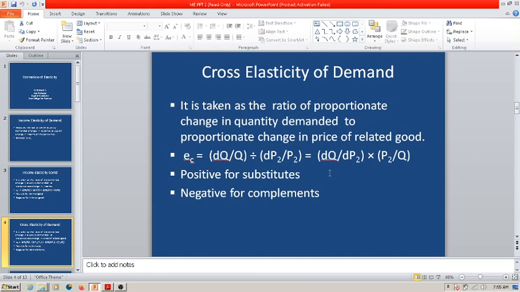The problems are not very important under these two elasticities. Usually price elasticity computation will be asked for university exams. Even if a question comes from cross elasticity or income elasticity, you can make use of this equation, and the similar pattern of computation of price elasticity can be made use of.